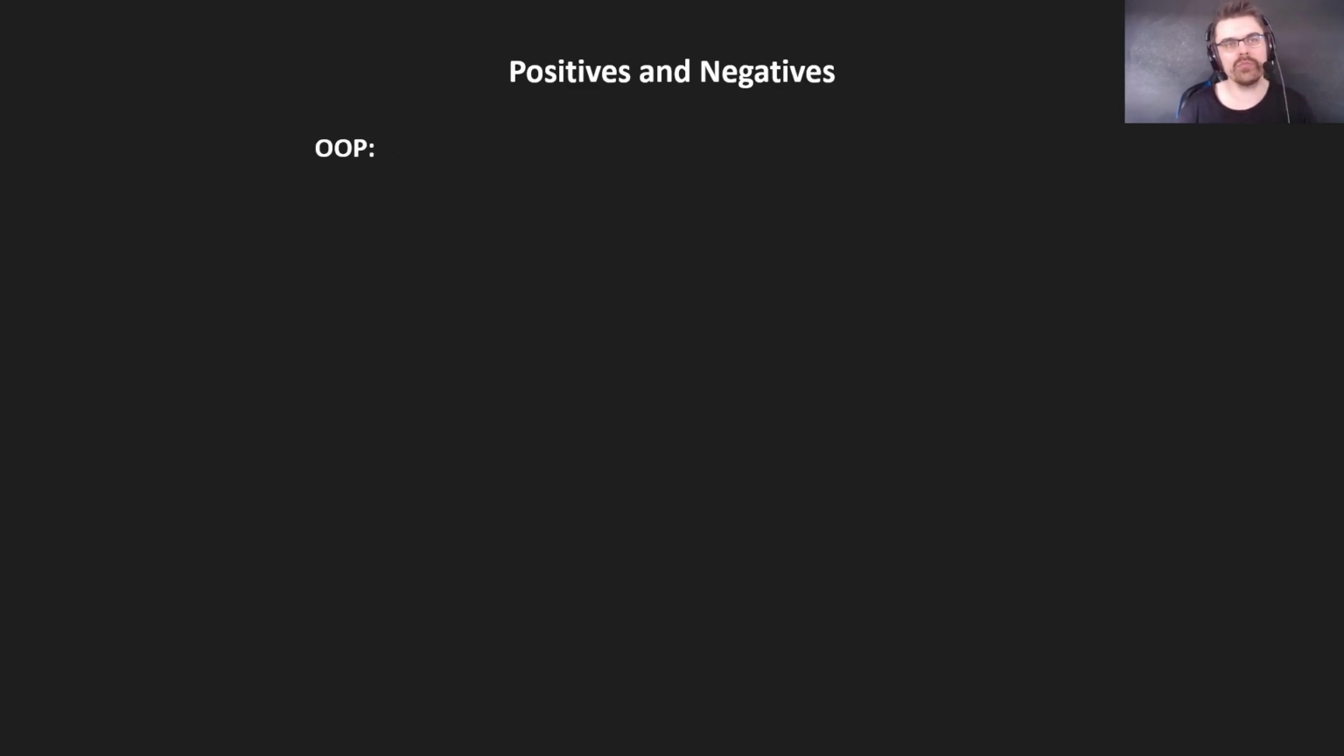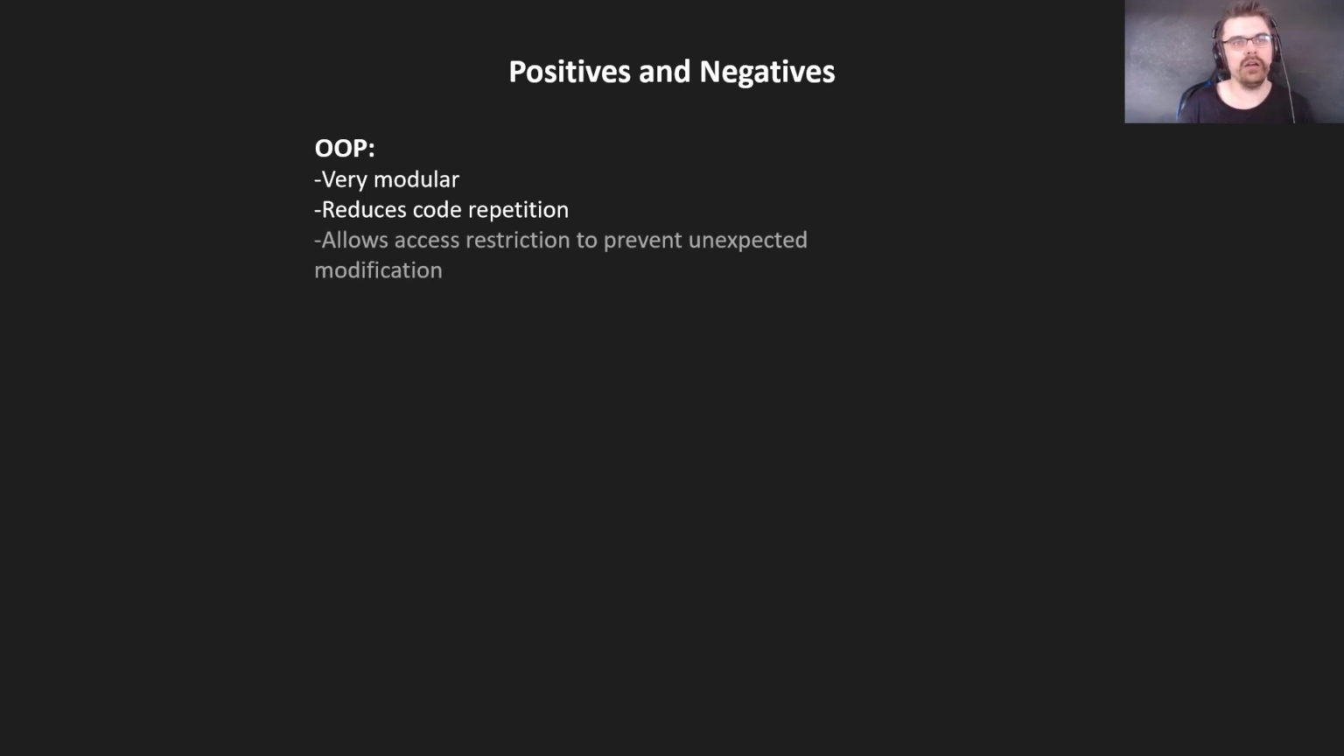OOP, object-oriented programming. So it's very modular. You can generally just insert things into functions, and it's fine. Reduces code repetition. So that generally is the idea, especially with things like inheritance, which I explain later. Allows access restrictions to prevent unexpected modification. So you can make things private, meaning you can only access them inside the class, which can add some security features and things like this. Makes it easier to group variables and methods together.